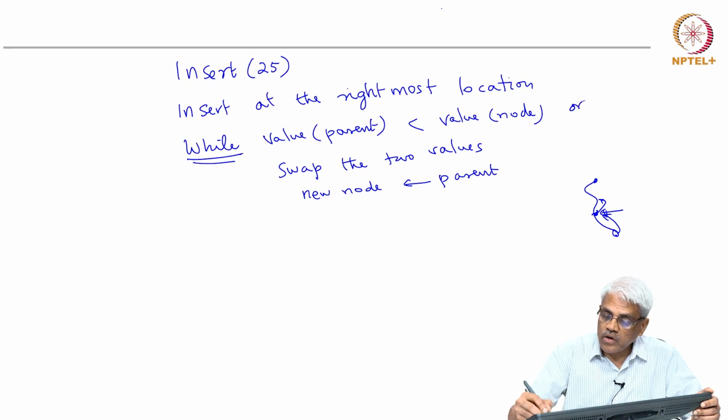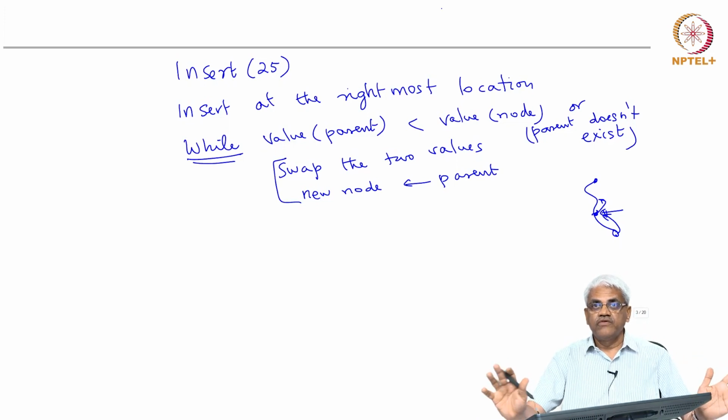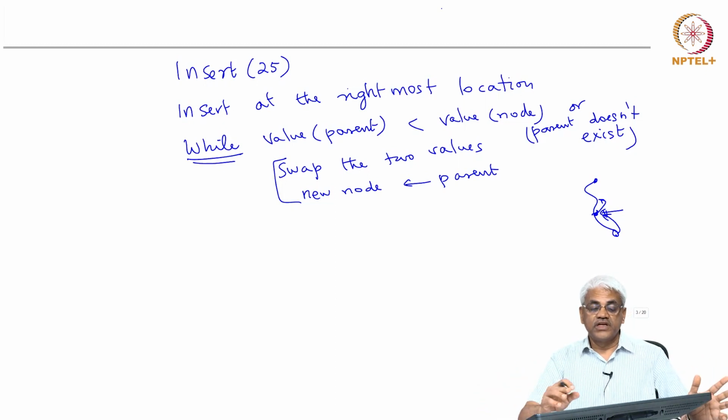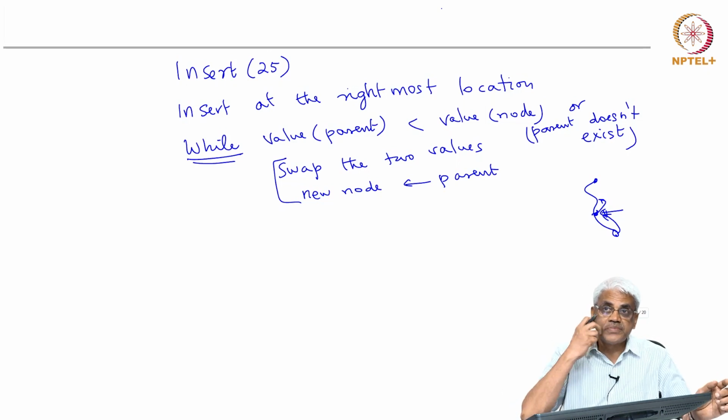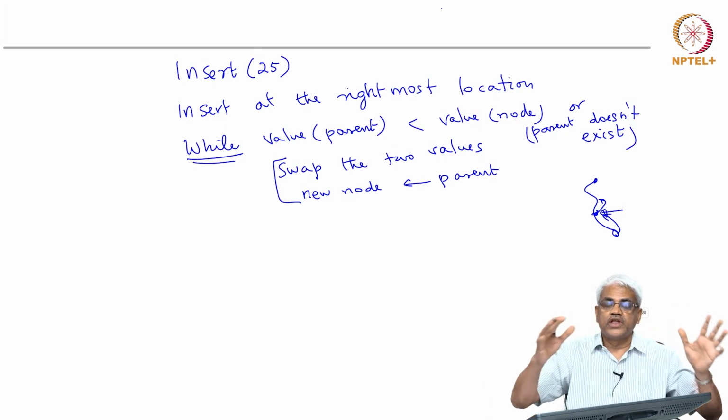or the parent does not exist, which means you have reached the root. So, keep doing this. That is all the insert algorithm is, and you can verify that it is correct. After inserting this new element, it continues to be a complete binary tree, and the parent-child relationship is maintained, that is, the value of a parent being greater than or equal to the value of its children is maintained throughout the entire tree.